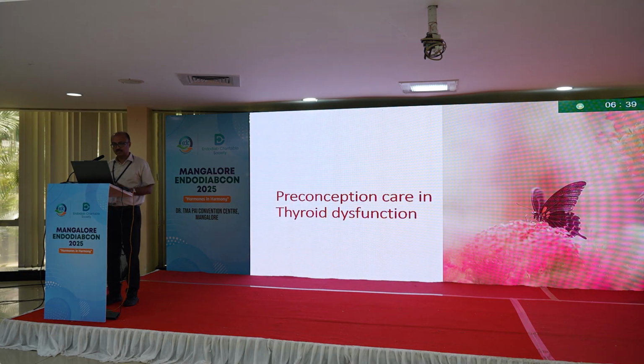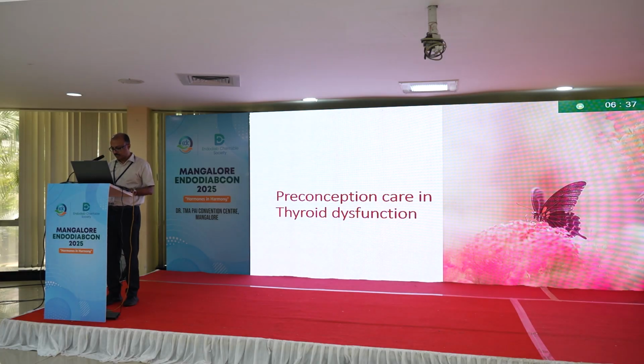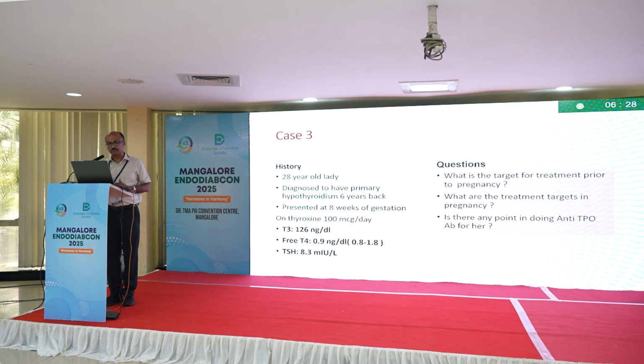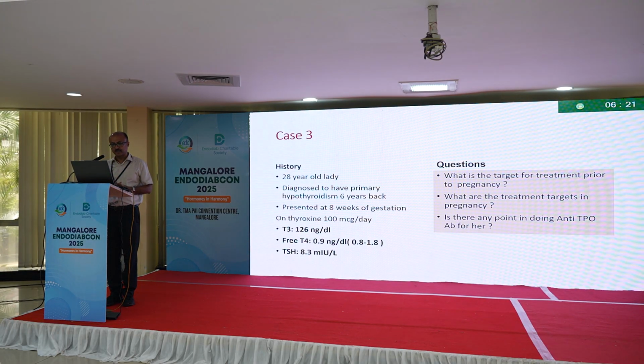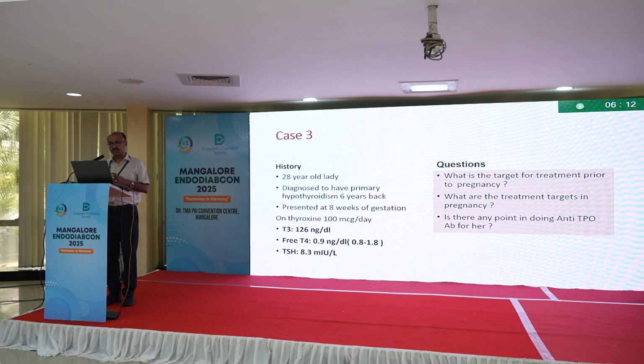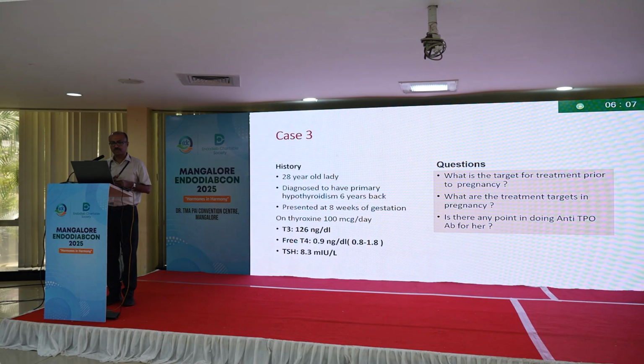The thyroid part, I'll go through very quickly. So, preconception care in people first with hypothyroidism. This is a 28-year-old lady, already known to have hypothyroidism 6 years back, presented at 8 weeks of gestation. TSH is 8.3, T3 and free T4 you can see. Thyroxine, she is already on 100 microgram. Questions are, what is the target for treatment prior to pregnancy? What are the treatment targets in pregnancy? Is there any point in doing an anti-TPO antibody for her?